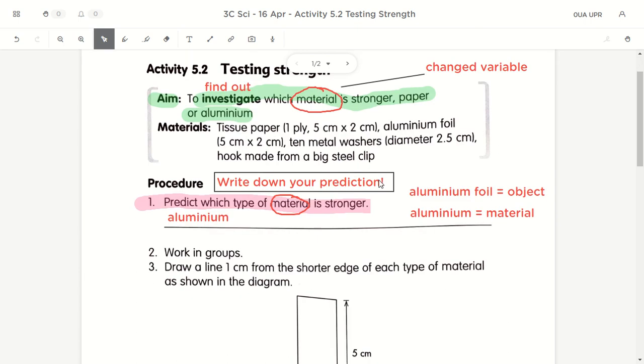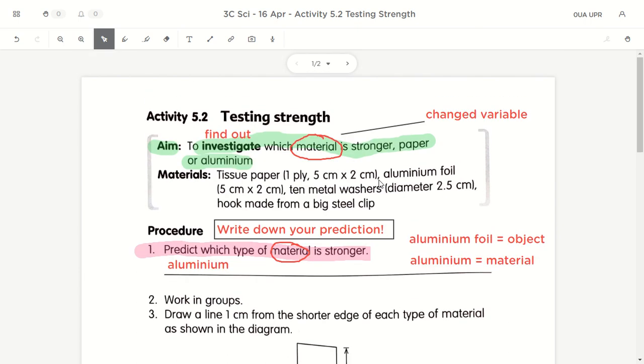Right, so this is the answer for 5.2, and today we'll be doing 5.3, testing of properties of materials.